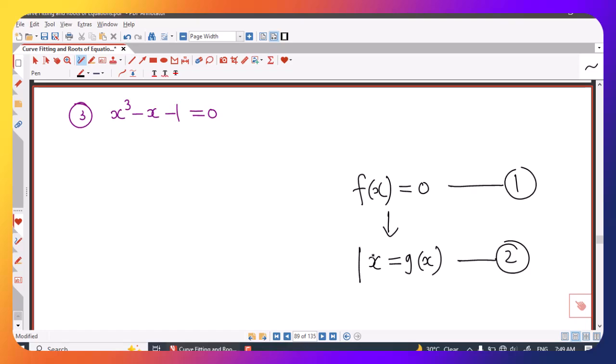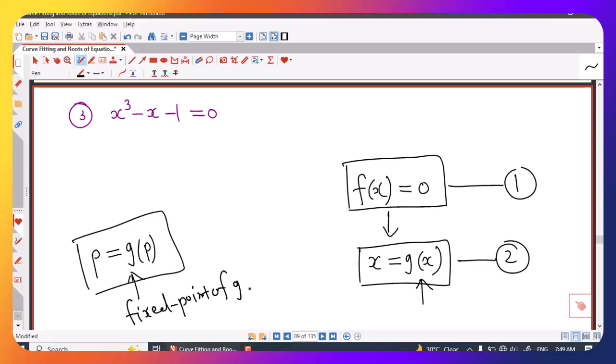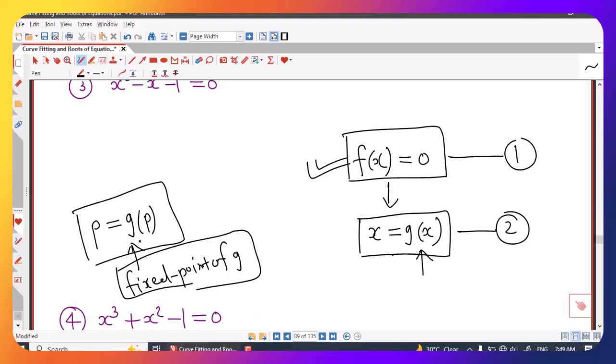That means if we solve equation 2, then the solution of equation 2 is also a solution of equation 1. Now the solution of equation 2 is the number p such that p equals g of p, and we know that the number p which satisfies p equals g of p is called a fixed point of function g. So the solution of equation 2 is nothing but a fixed point of g. In other words, the fixed point of function g is the solution of the equation f(x) = 0. Therefore, this method is known as the fixed point iteration method.